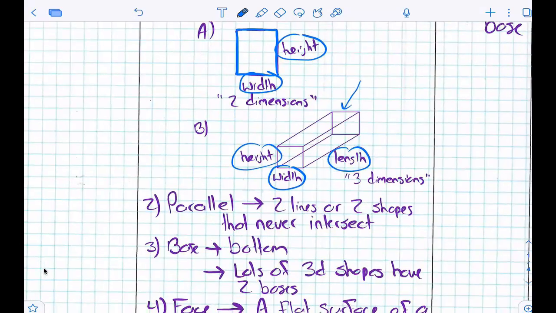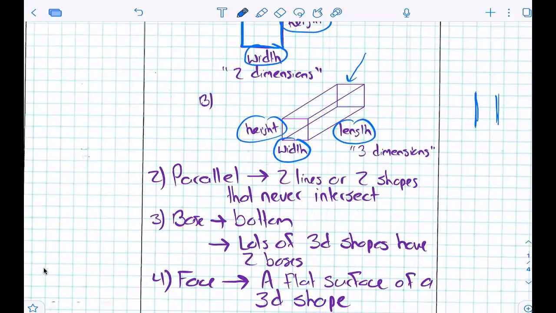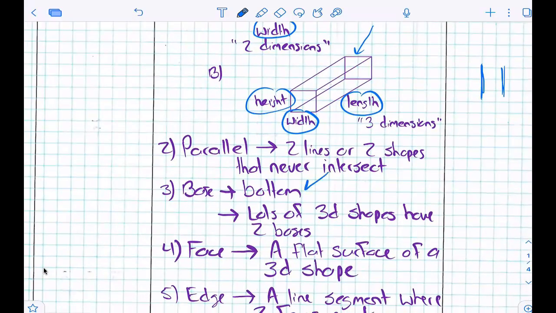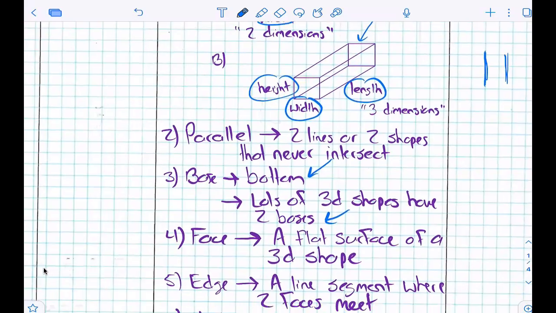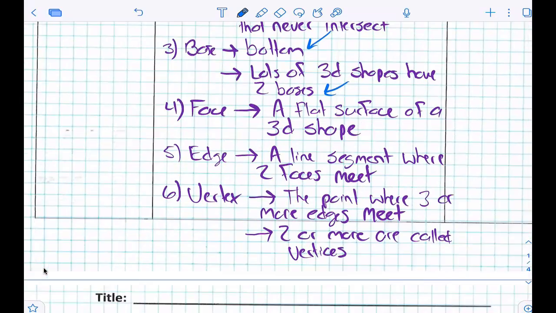All right, so we said parallel. You guys already know that 2 lines that never cross or intersect are parallel lines, right? Yes. Can shapes also be parallel? Yes. Okay. We said the base is the what of a shape? Bottom. And we said lots of 3D shapes have how many bases? 2. Multiple bases or 2 bases, right? All right, face, edge, vertex. I'm going to come back to those. I'm going to skip those right now.